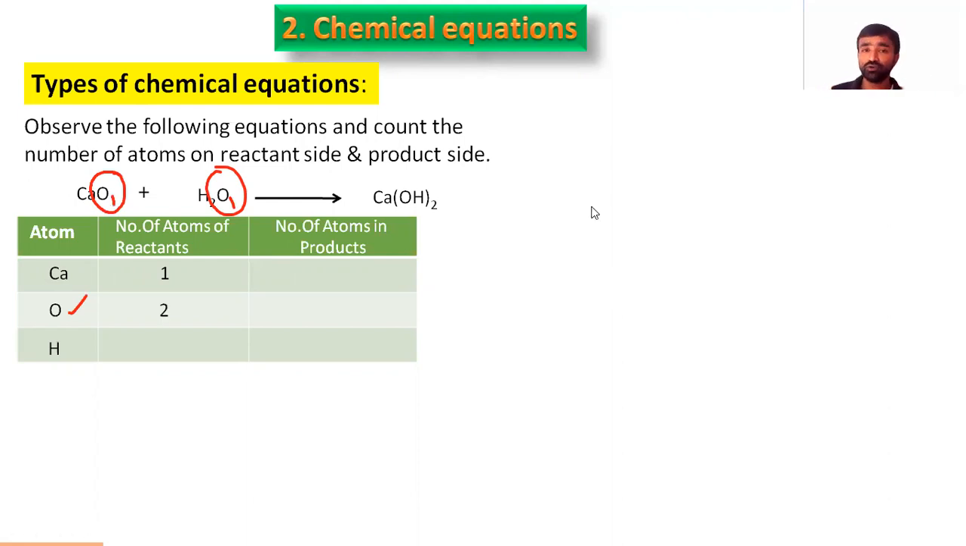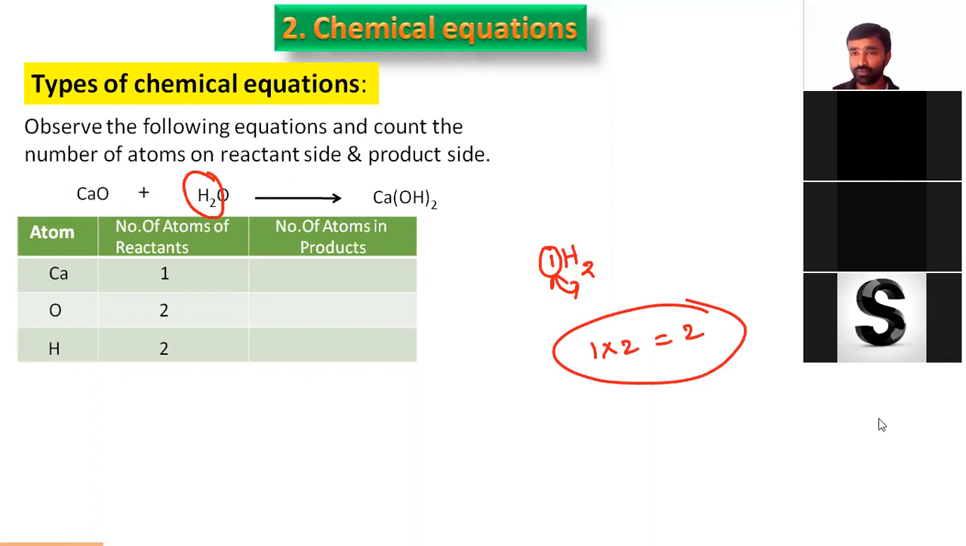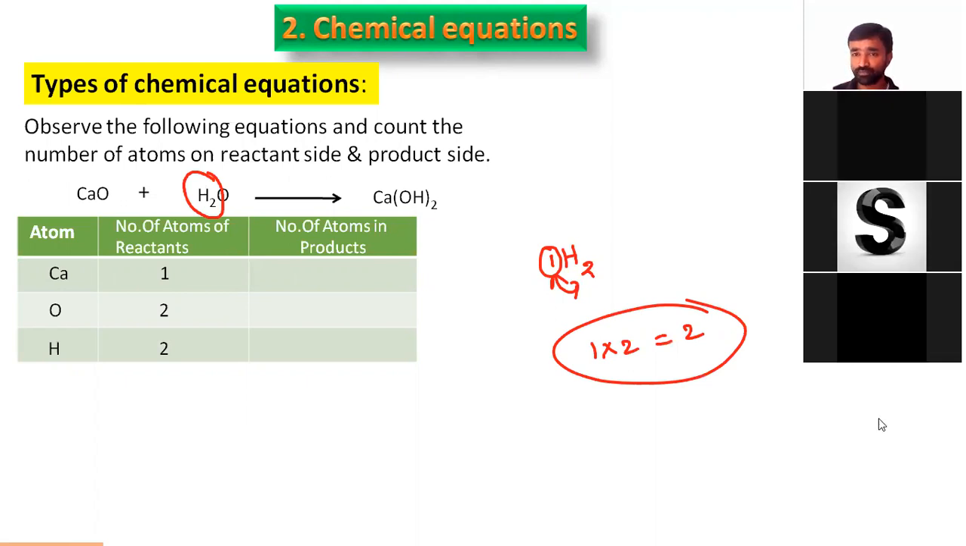Then hydrogens on the reactant side. Here hydrogen is at only 1 place, and it has a subscript 2. Before it, no coefficient is there. So we take the product of coefficient and subscript: 1 into 2 equals 2. So I will note down the count of hydrogens on the reactant side as 2. Are you clear how I have written that in the table? Go quickly through the reaction. If not clear, immediately ask me.